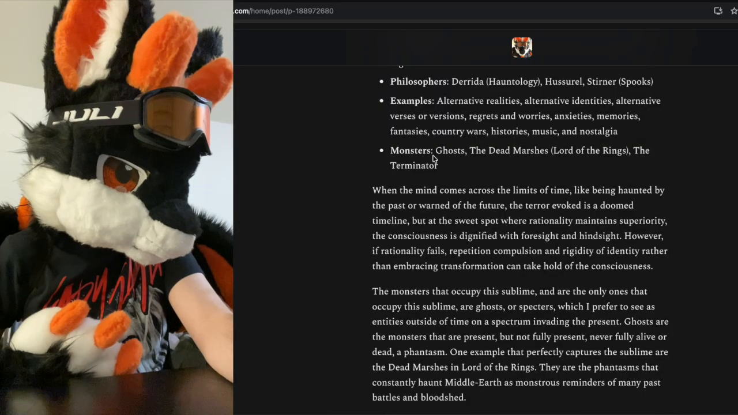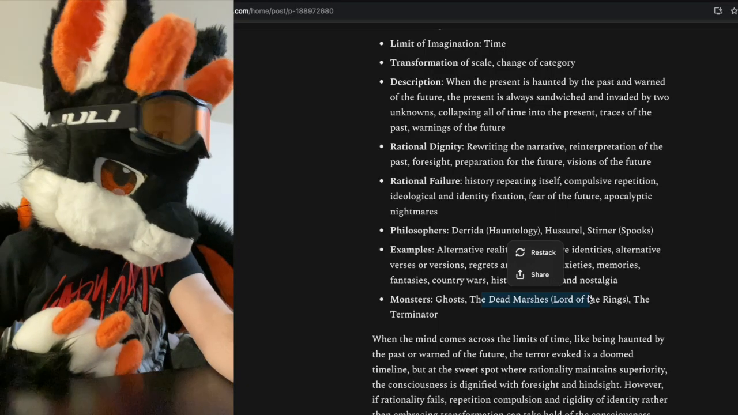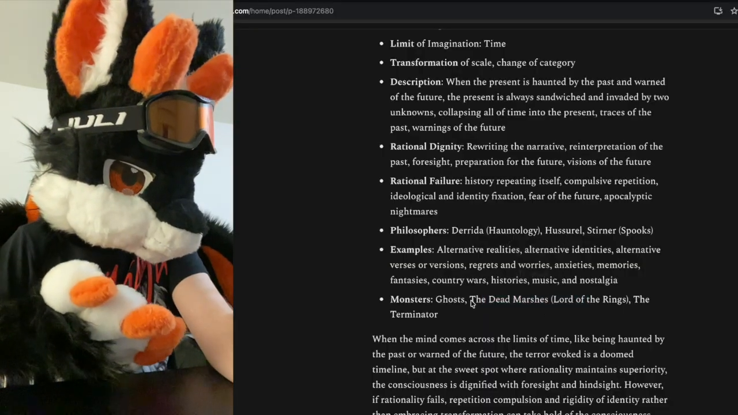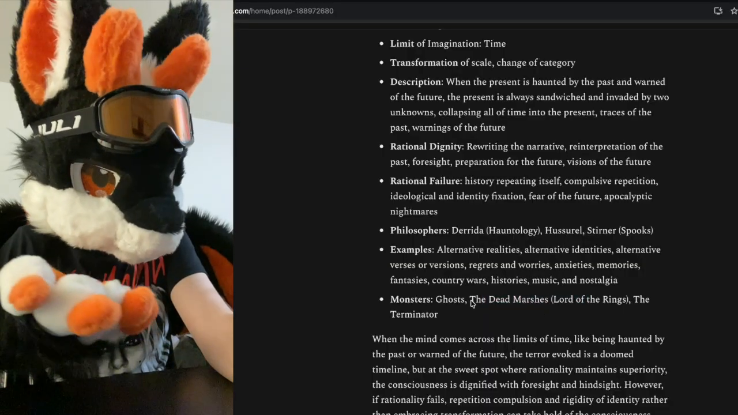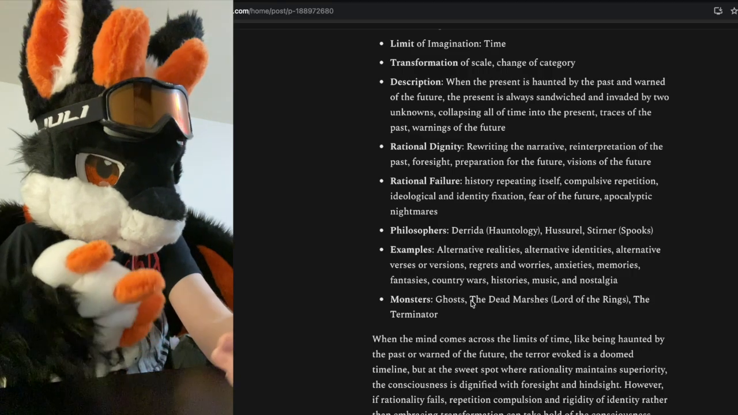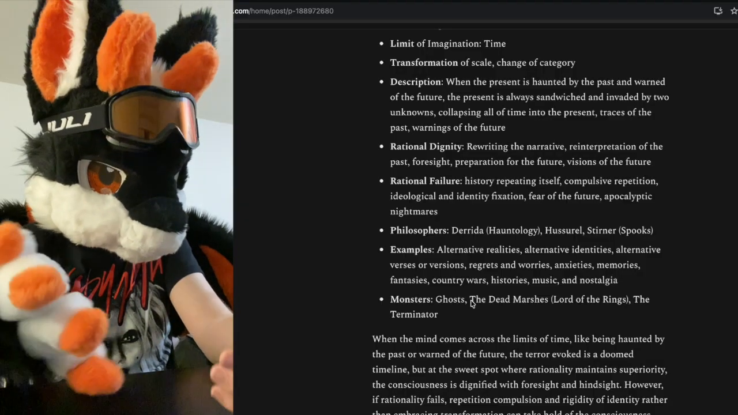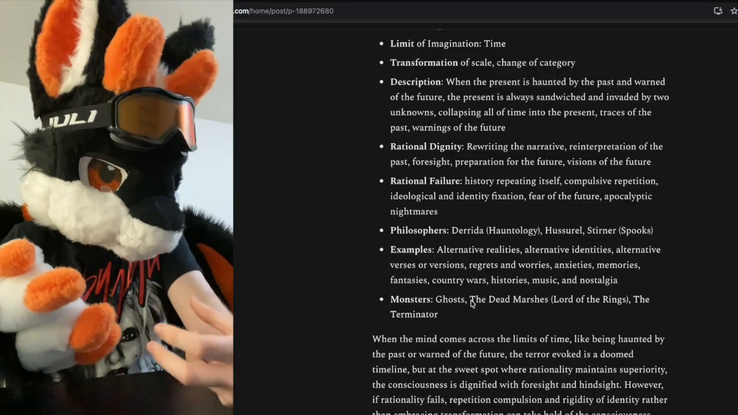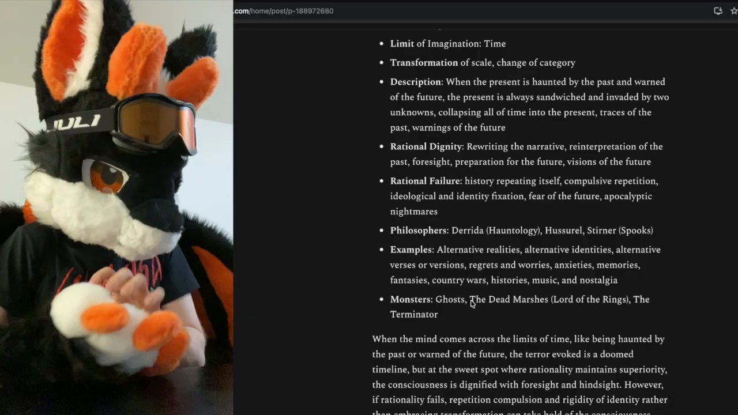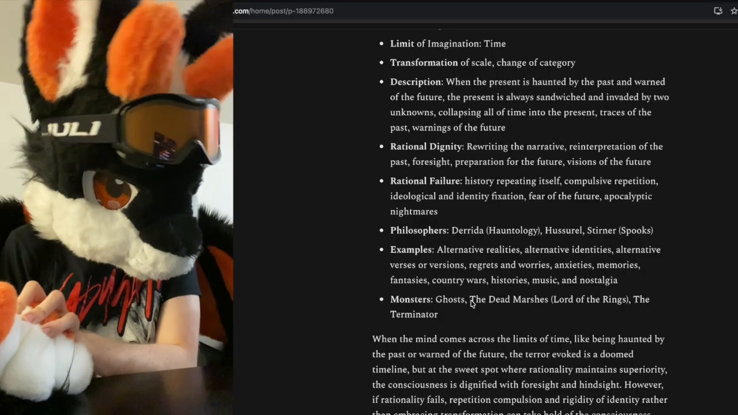And so a really good example for the temporal sublime is the Dead Marshes. It's just the perfect example. I think I'm going to do a video on this, the Dead Marshes. Because in Lord of the Rings, a lot of people don't know what the Dead Marshes are, but they're literally these ghosts that are haunting the present because of all of the horrible past battles, all of the history of battles that were fought on these marshlands. They're represented as ghosts that are haunting the present and that baggage that the present has to carry, this sense of, look at all of this horrible stuff that has happened in the past, and we have to carry it going on into the future.